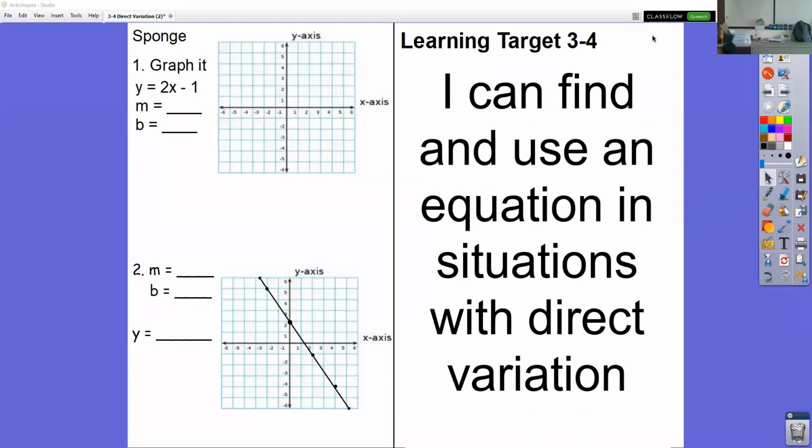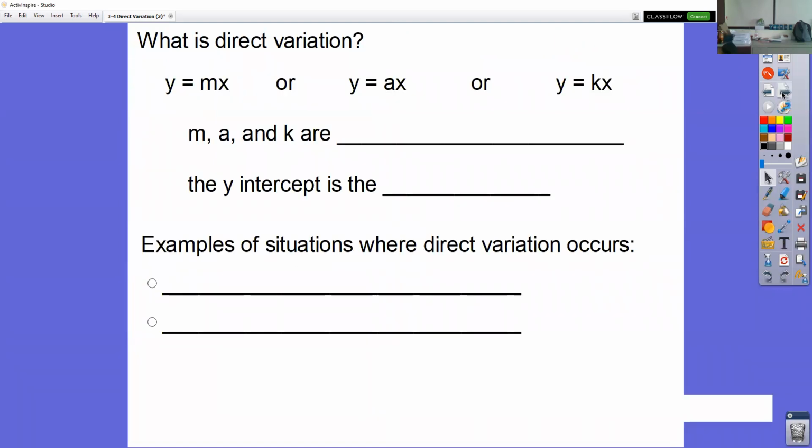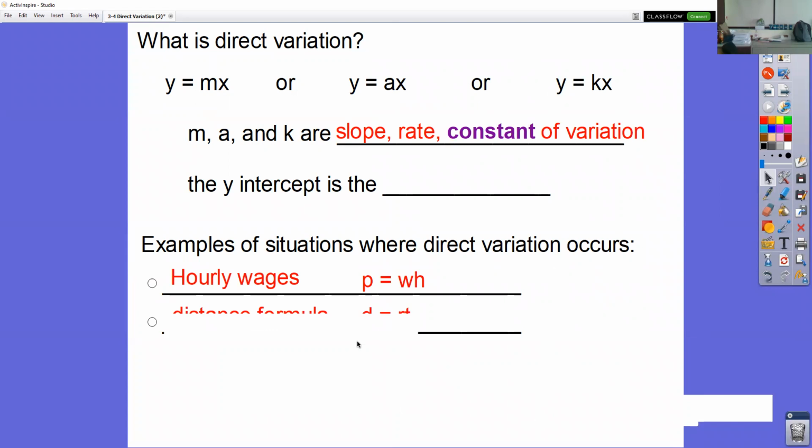Chapter 3, Lesson 4. Using an equation situation with direct variation. Okay, what is direct variation?